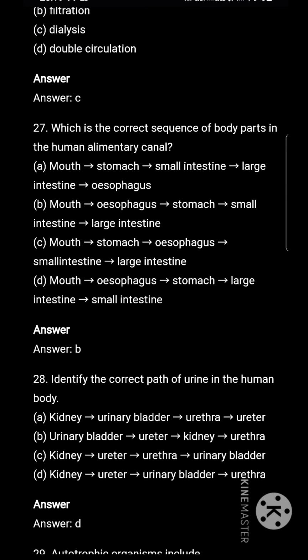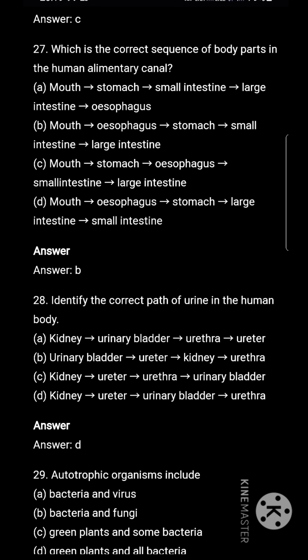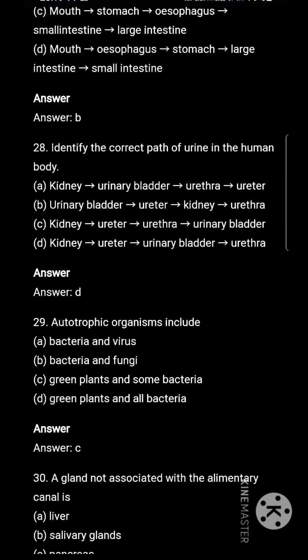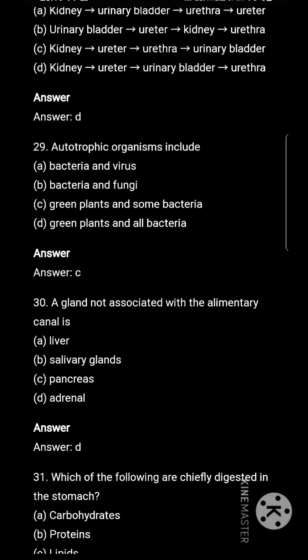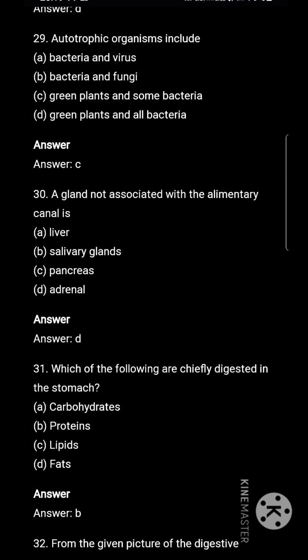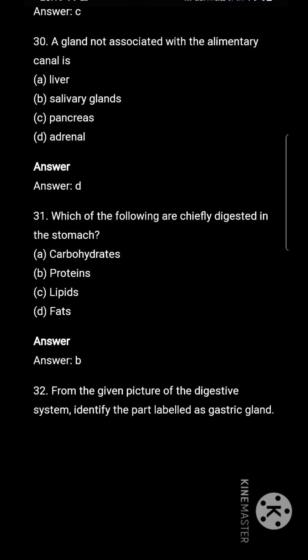Which is the correct sequence of the body parts in the human alimentary canal? Mouth, esophagus, stomach, small intestine, large intestine. Identify the correct path of urine in the human body. It is kidney, ureter, urinary bladder and urethra. Autotrophic organisms include green plants and some bacteria. A gland not associated with the alimentary canal is the adrenal gland.